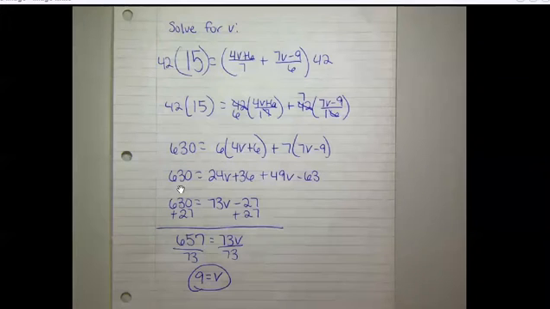Since we already have a whole number over here, add 27 to both sides to get rid of this one, so that we have v on one side and a whole number answer on the other. 630 plus 27 is 657, and then we're just left over here with 73v. So divide both sides by 73 to solve for v, and after all of this, we get that 9 equals v.